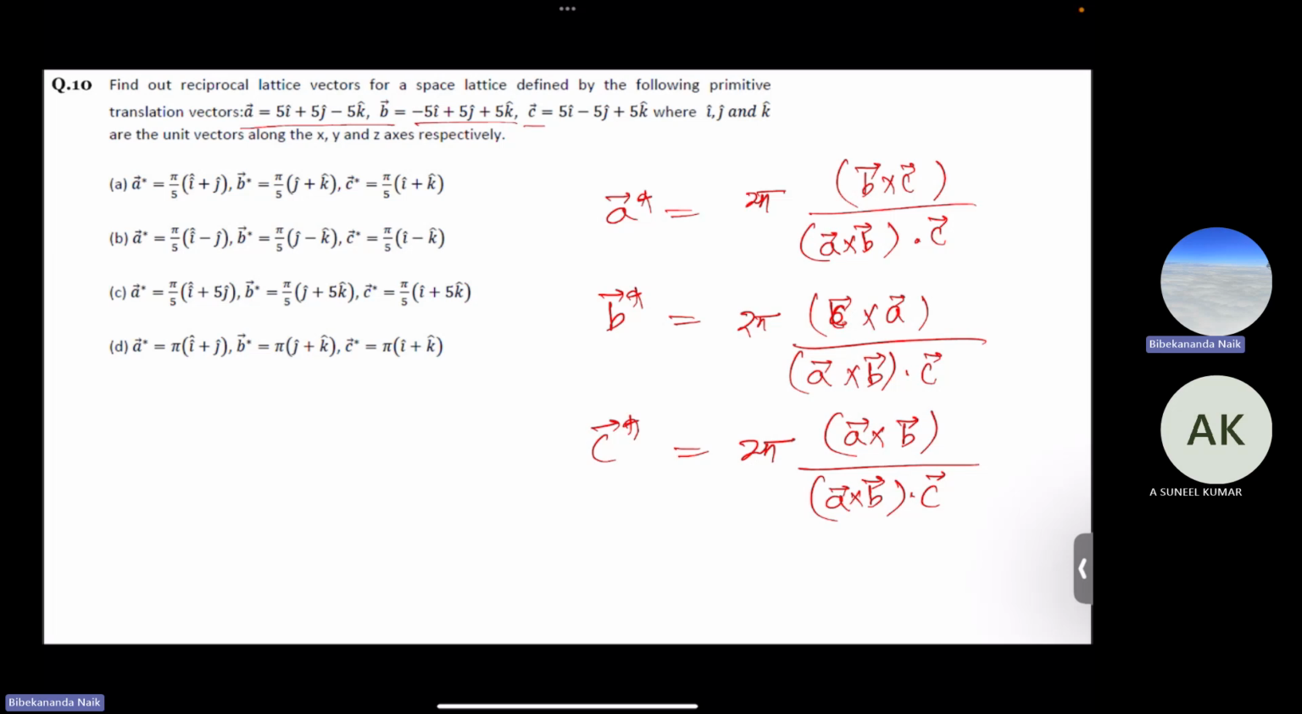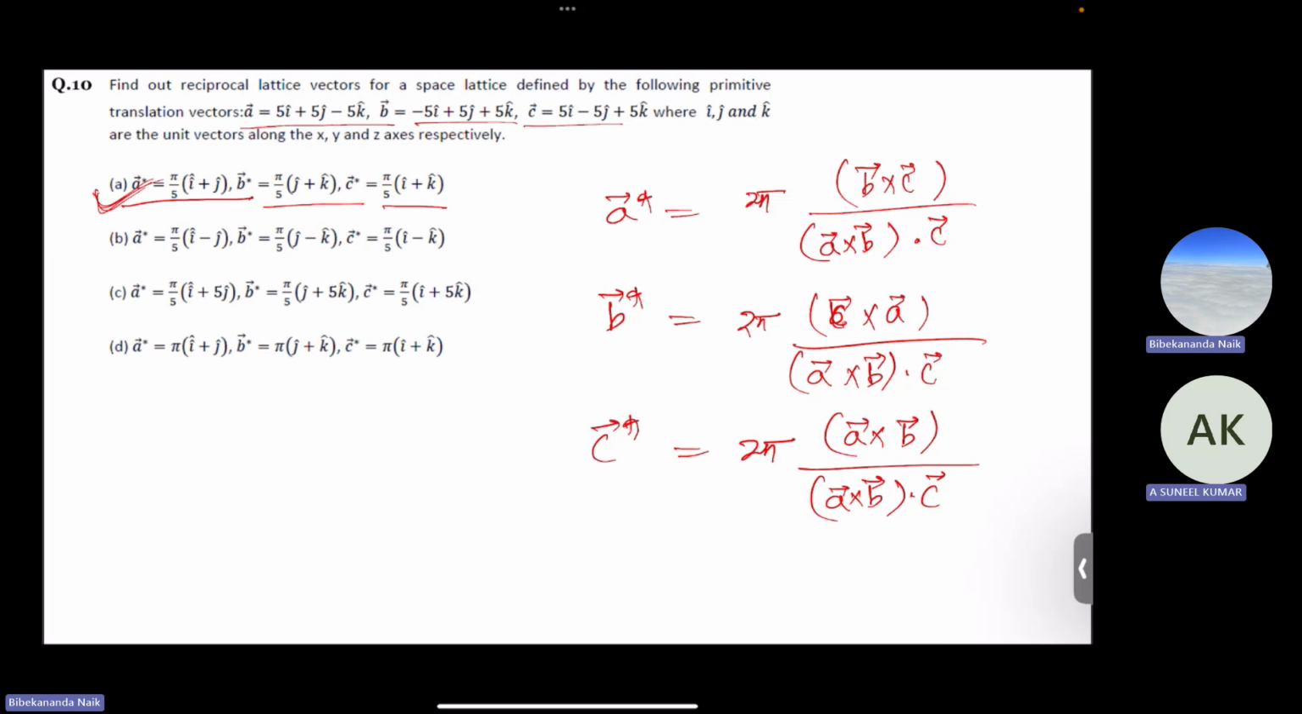The unit cell vectors of the FCC lattice are of the form i cap plus j cap, j cap plus k cap, and i cap plus k cap. So obviously, option A will be the correct option. Did you get it?